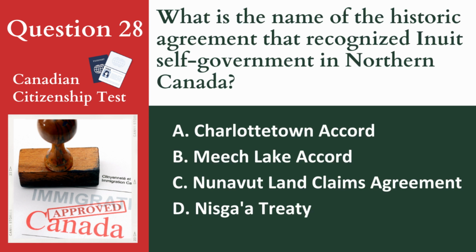Question 28. What is the name of the historic agreement that recognized Inuit self-government in northern Canada? A. Charlottetown Accord. B. Meech Lake Accord. C. Nunavut Land Claims Agreement. D. Nisga'a Treaty.